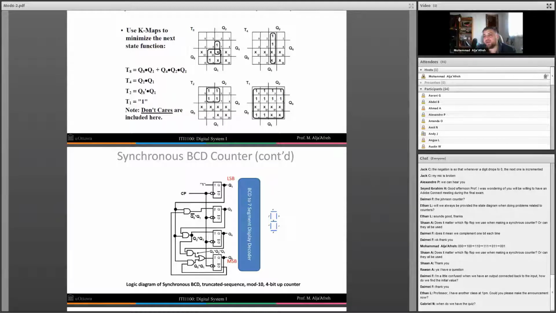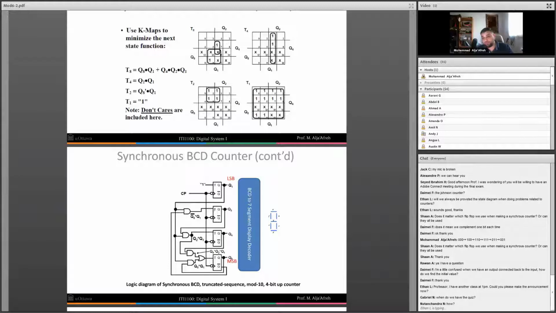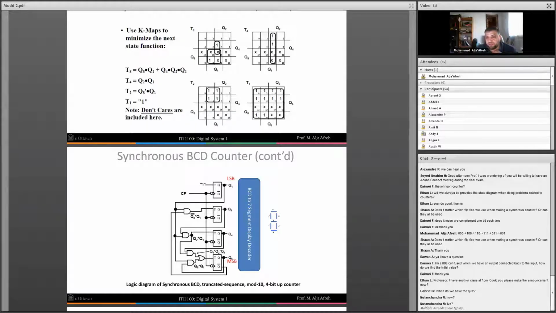The quiz will be on Adobe Connect. It will not be on Brightspace. That's the announcement. How? It's up to me, not to you.